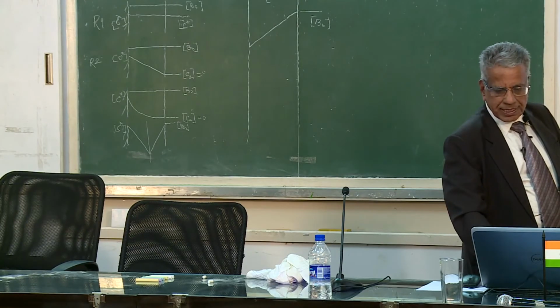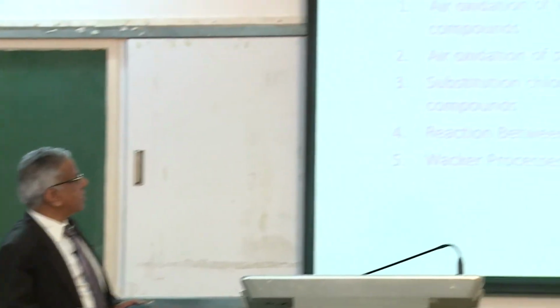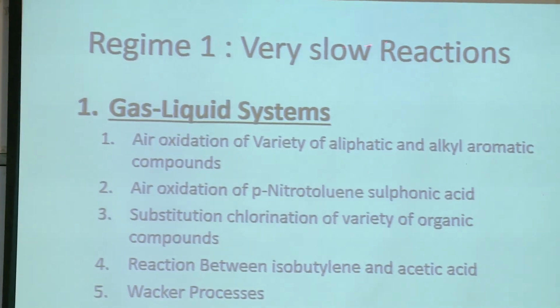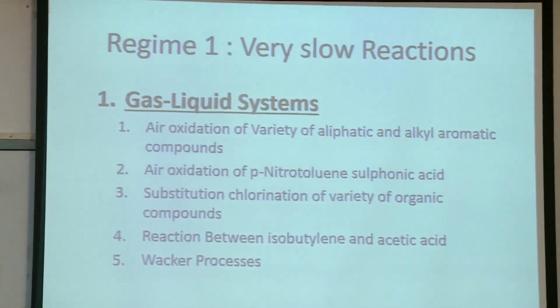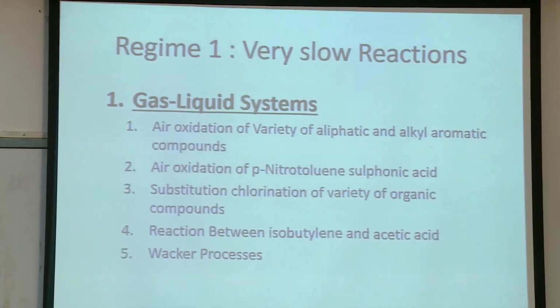So you read Professor Sharma's book, and these are the examples given there. Gas liquid. Now he has classified all these examples which fall in regime 1, and gas liquid, air oxidation. Just see how many examples there are. Air oxidation of a variety of aliphatic and aromatic compounds, toluene to benzoic acid, and yesterday I told you paraxylene to terephthalic acid, that is also oxidation.